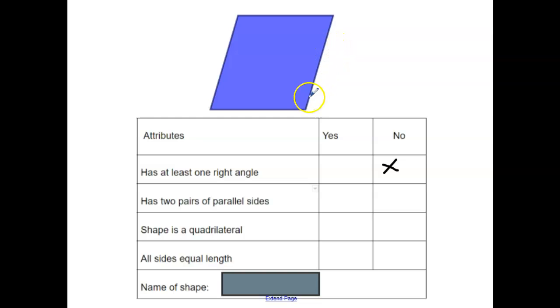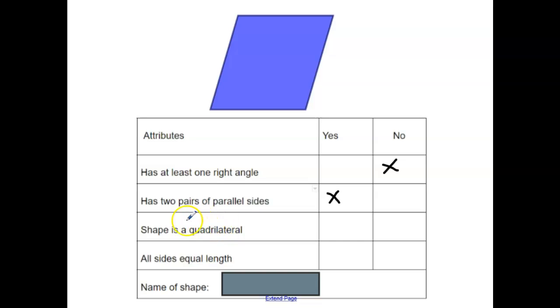So does this side have an opposite side that's parallel? Yes, they're facing the same direction, and even if I extended these sides, they would always stay the same distance apart. So would I check yes or no? Does this shape have two pairs of parallel sides? I would put my X in the box that says yes so that I'm able to indicate that yes, this shape has two pairs of parallel sides.